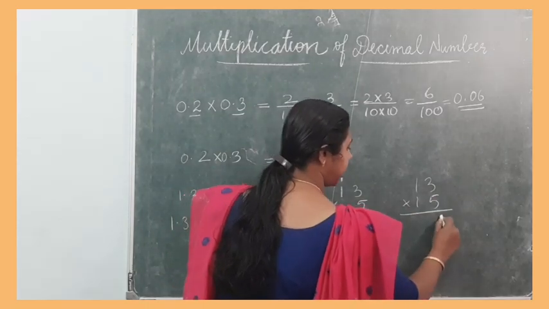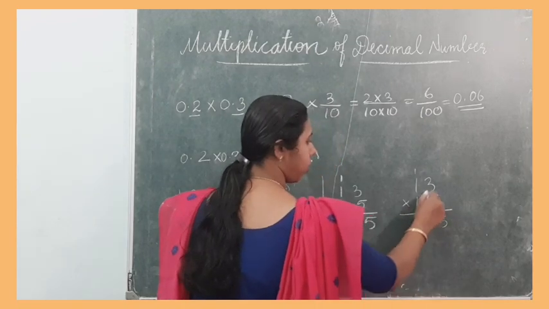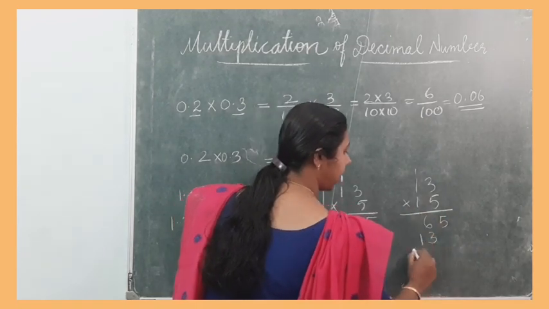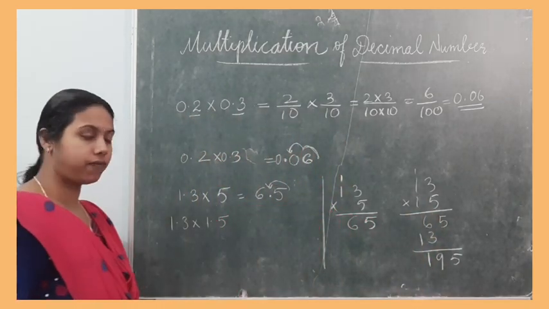5 3s are 15. 1 is carry over. 1 5 is 5 plus 1, 6. 1 3 is 3. 1 1s are 1. So 5, 9, 1. 195.